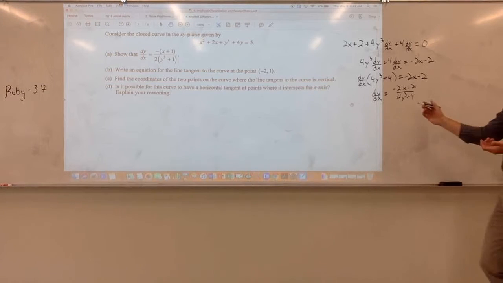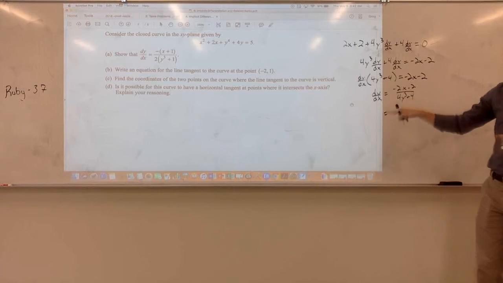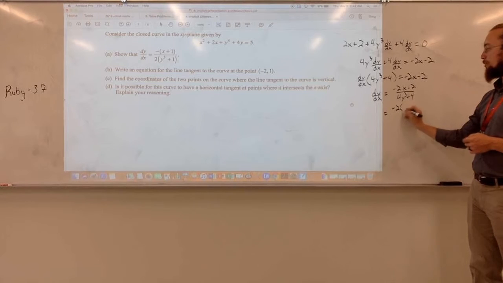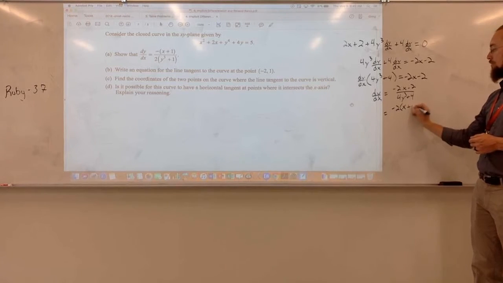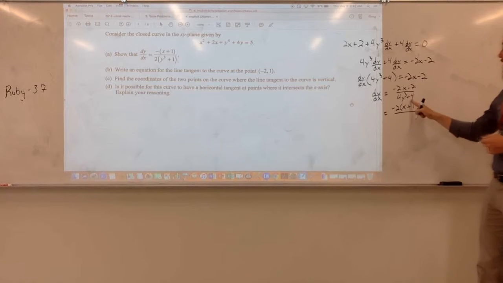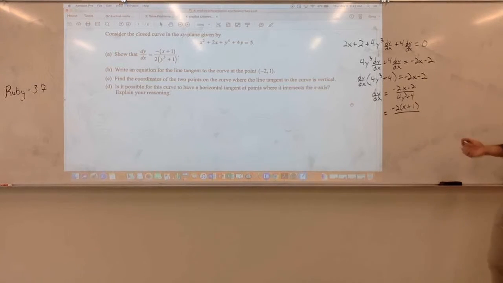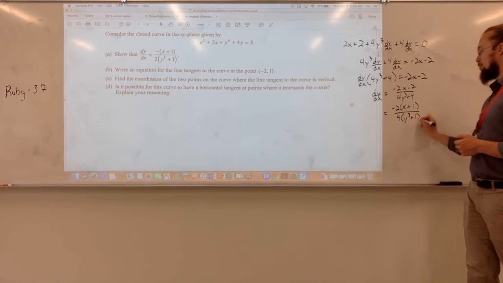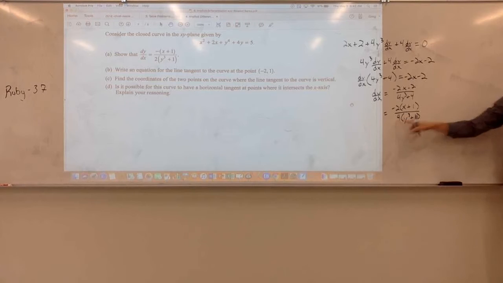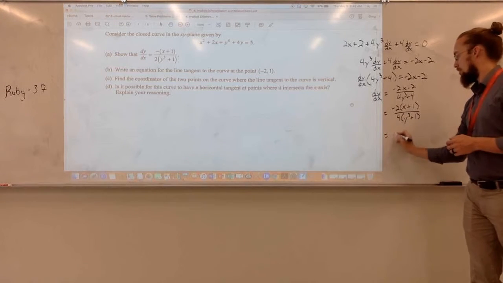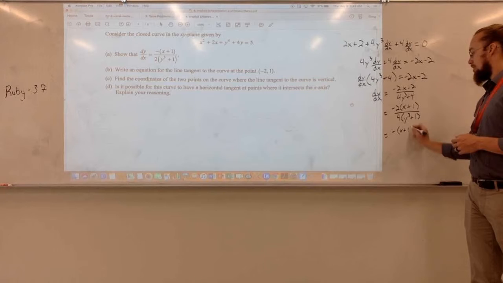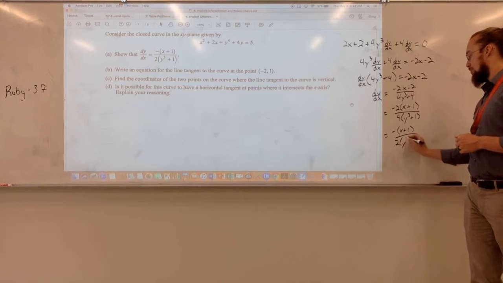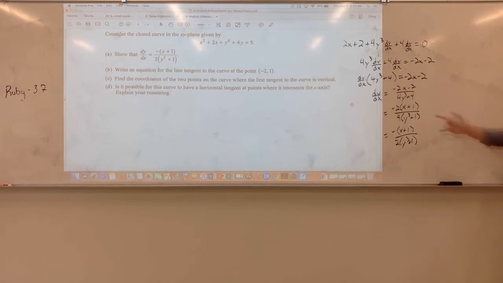To do that, I could take a negative 2 out of both terms in the numerator and make this negative 2 times x plus 1. And then I could take a 4 out of both terms in the denominator, make this 4 times y cubed plus 1. And then I can reduce this negative 2 over 4. Let's make this negative 1 times x plus 1 over 2 times y cubed plus 1. So we do want to make it look exactly like what they have. Okay with that part?